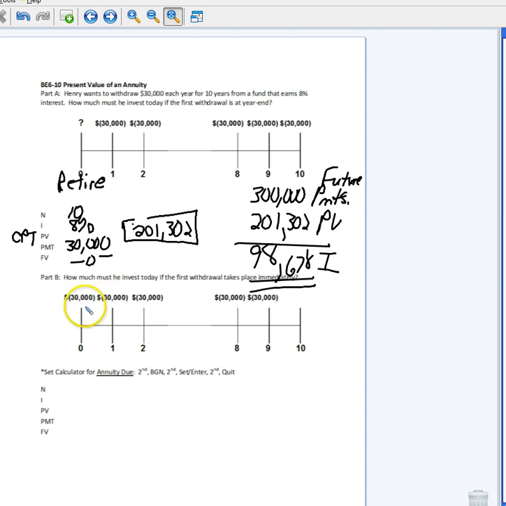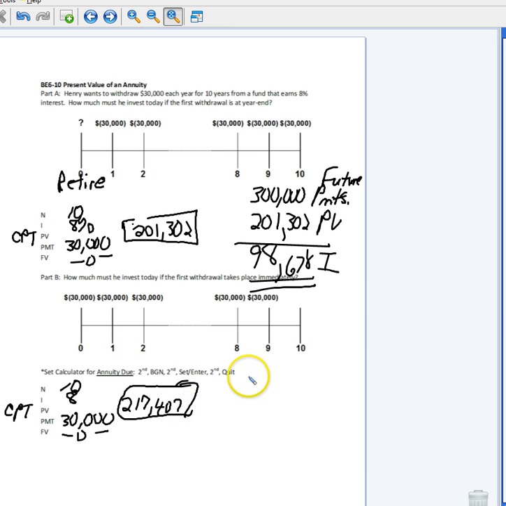Now the same thing, but what if he started withdrawing today? So here we have an annuity due. He's going to withdraw $30,000. So what's this going to look like? Go to your calculator, enter all this in: second, begin, second, set it, second, quit. Enter in the 10, and the interest rate is 8. Payments are $30,000. Future value is 0 because there isn't one, and compute your present value. Enter all that in, and you should get a present value of $217,407.